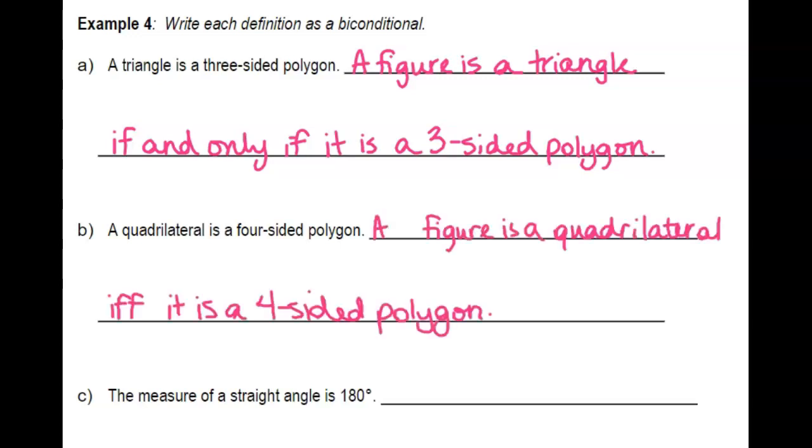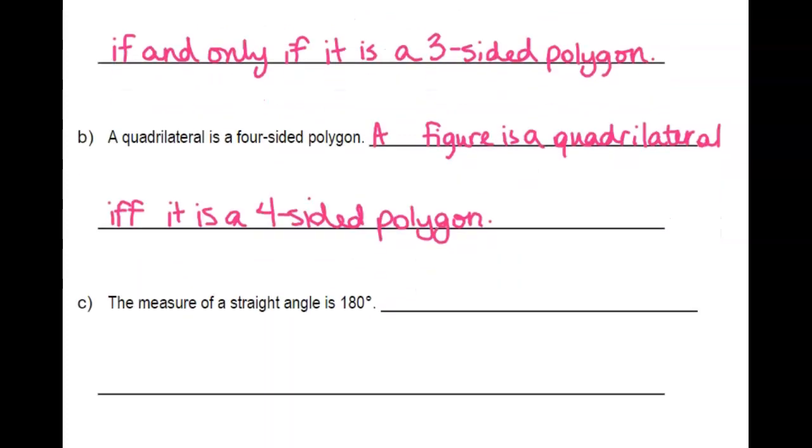Part B as a biconditional should be rewritten: a figure is a quadrilateral if and only if it is a four-sided polygon. You may start using the abbreviation of if and only if with IFF if you choose to.